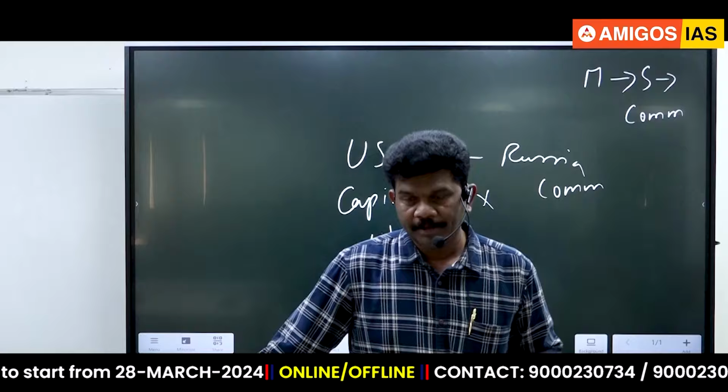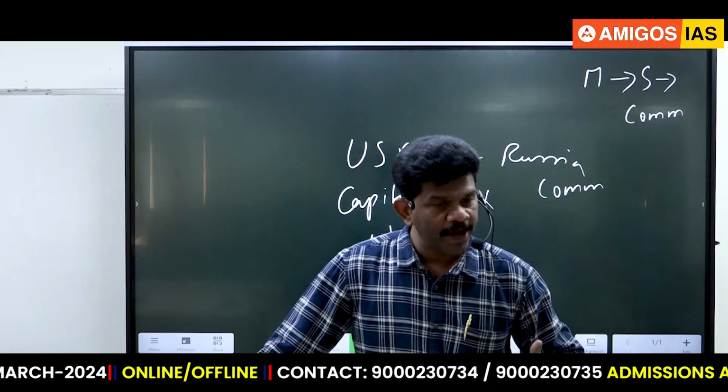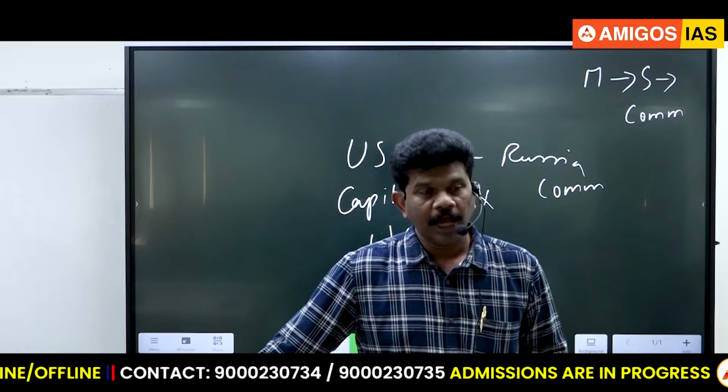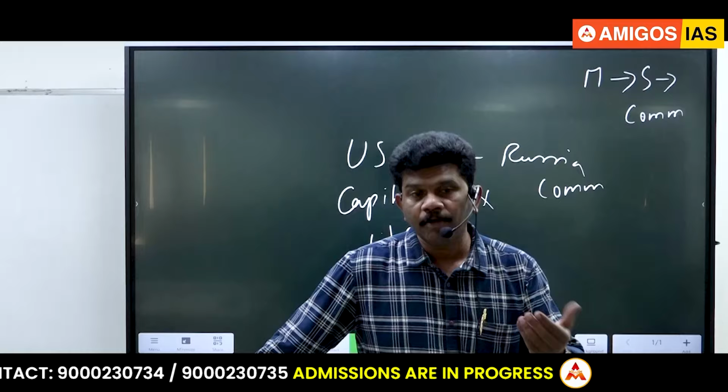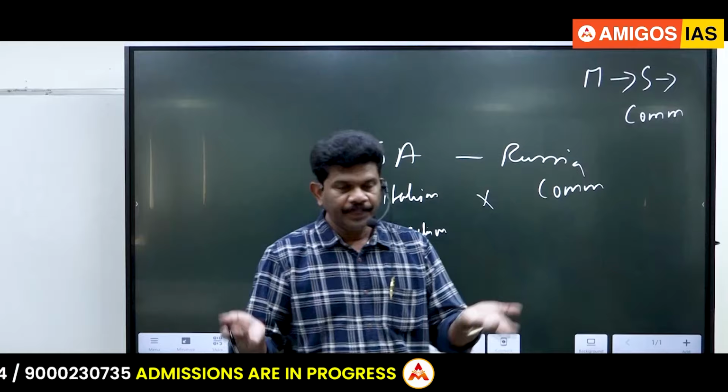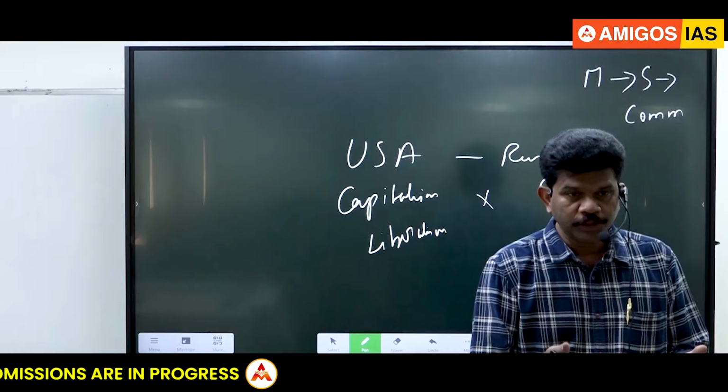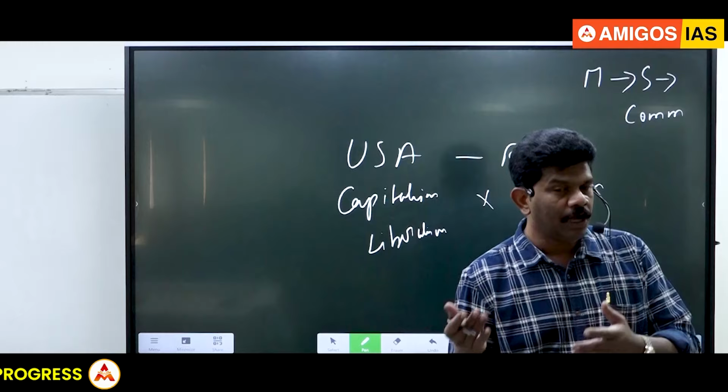So Karl Marx said this exploitation will end one day. The workers will revolt. And they will take the means of production. That means they will own the means of production. They will take the industries. They will take the land. They will take the administration. And they will create a world which is without any exploitation. So it is called a utopian ideology.